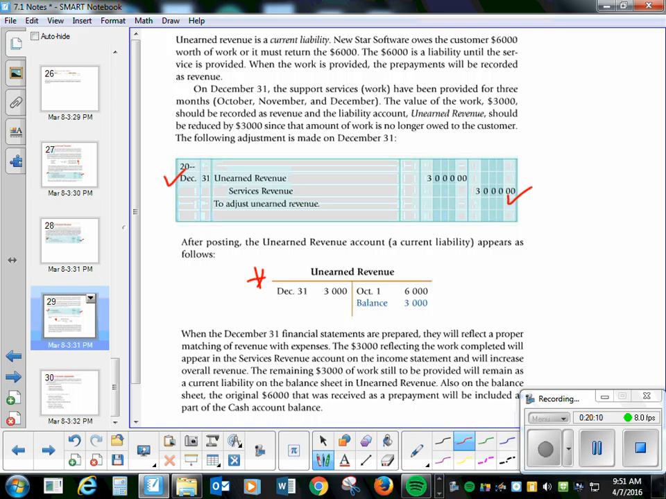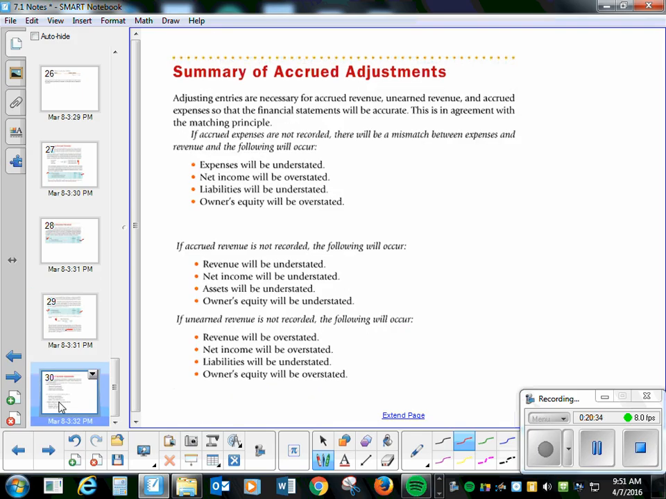The 3,000 reflecting the work completed will appear in the services revenue account on the income statement and will increase overall revenue. The remaining 3,000 of work still to be provided will remain as a current liability on the balance sheet in the unearned revenue account. Also on the balance sheet, the original 6,000 that was received as a prepayment will be included as part of the cash account balance. So there's our summary of our accrued adjustments.